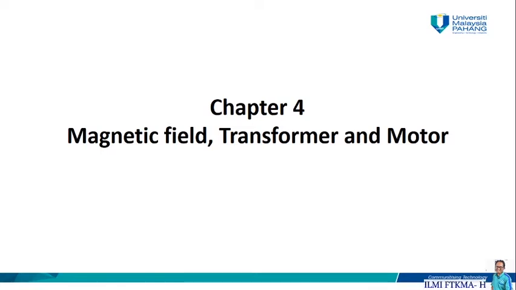In this video, we are going to discuss chapter 4: magnetic field, transformer and motor. In the first video, I'm going to discuss the first part, magnetic field and transformer, and later we are going to discuss the topic of motor. We had learned the basics of electric circuits in the past lectures, and remember that in a conventional circuit, the current will always flow in either direction.